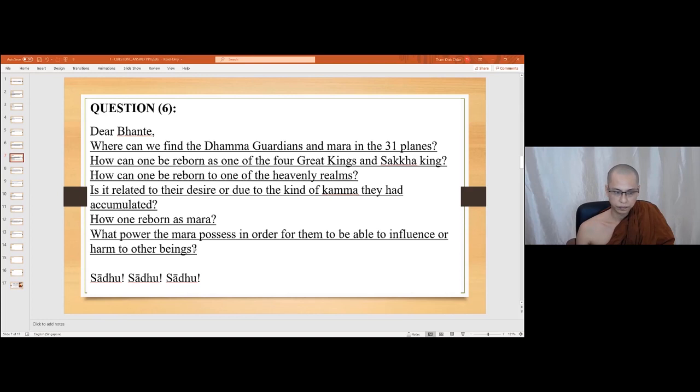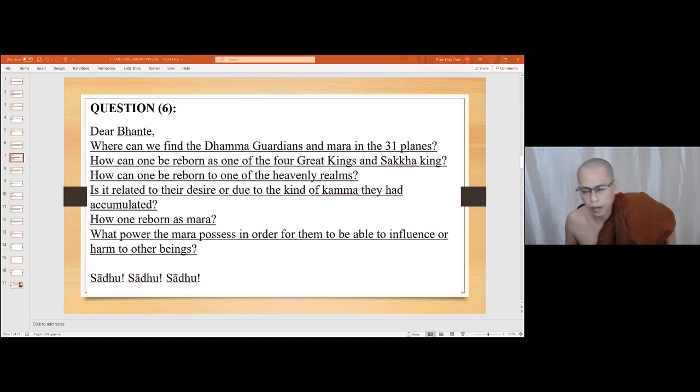Okay. Then how is one reborn as Mara? What power does Mara possess in order to influence or harm other beings? Okay, I think one is not intentionally born to be Mara. He is one of the Paranimmita Vasavatti, the powerful Devas. So he was reborn by nature. As I said, we are carrying on our nature, Dhamma nature. By nature, having accumulated a different and naughty nature, not really good, a bad nature, he became Mara. He is considered as Mara.